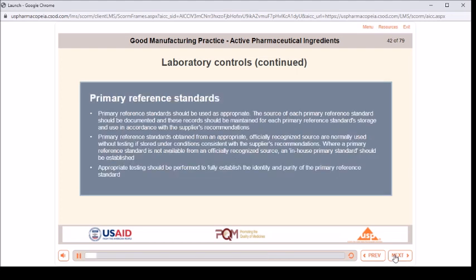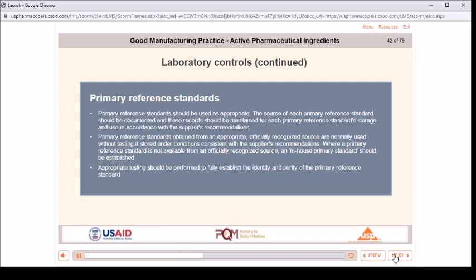Laboratory controls. Continued. Primary reference standards. Primary reference standards should be used as appropriate. The source of each primary reference standard should be documented, and these records should be maintained for each primary reference standard storage and use in accordance with the supplier's recommendations.